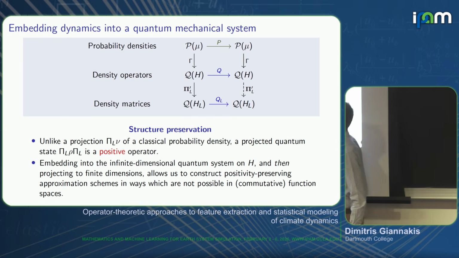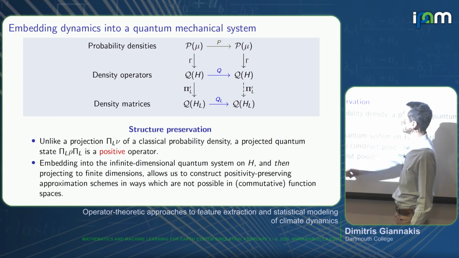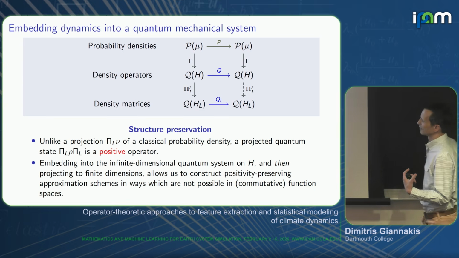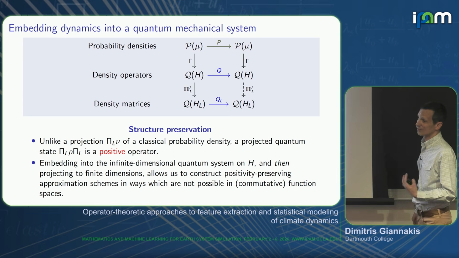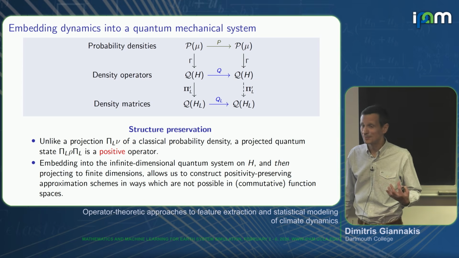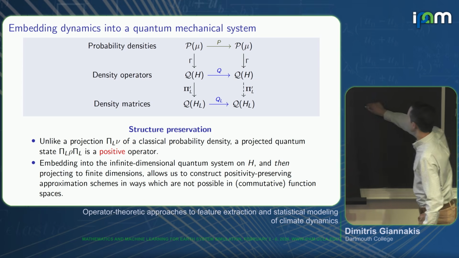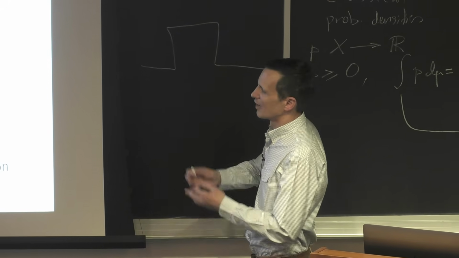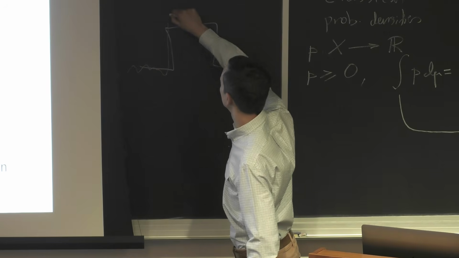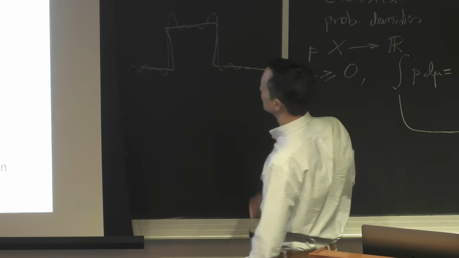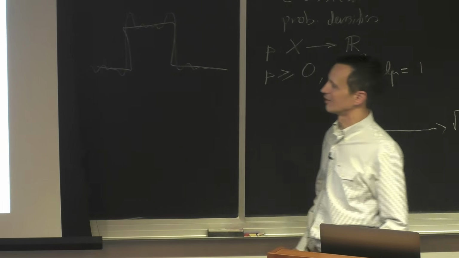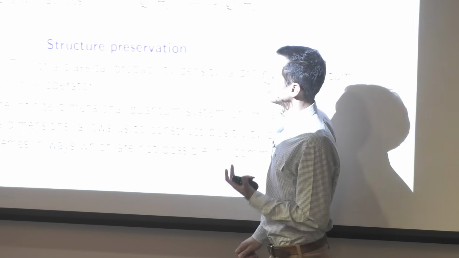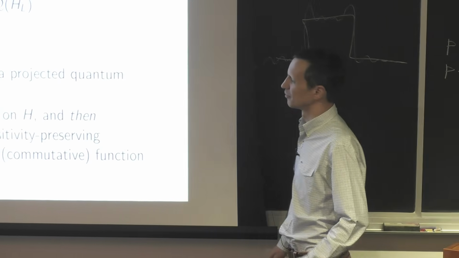If you take a positive function, say a classical probability density, and you project it orthogonally to a finite dimensional space, it is well known that this operation does not preserve positivity. For instance, the Gibbs phenomenon is a classical example where you take a top hat function, think of it as the function nu. When you project it onto a finite number of Fourier modes, it can have oscillations to negative values.